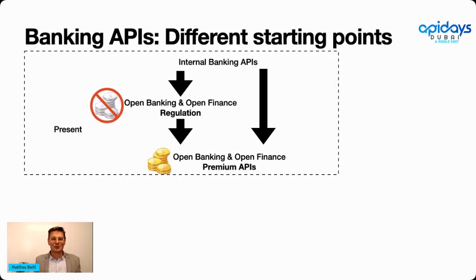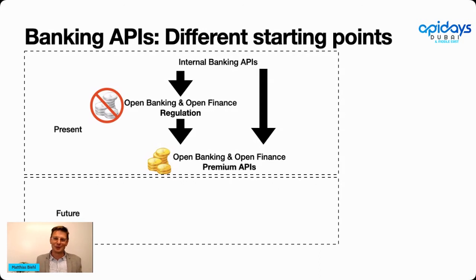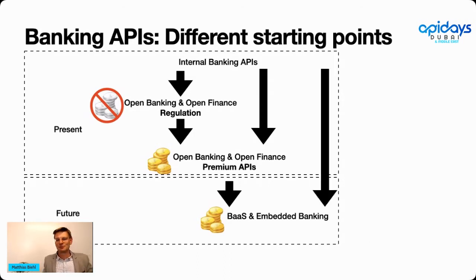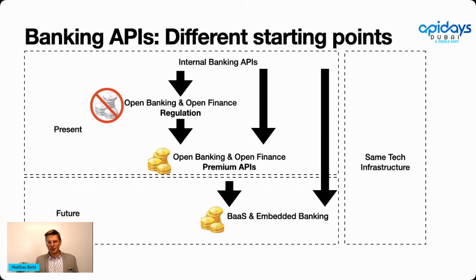Now, what happens next after premium APIs are offered? Well, we can already look out into the future and see a couple of developments. One development is that in addition to those premium APIs, banks start to offer banking as a service and embedded banking. And here as well, there is the possibility to make money with those APIs. Also, some financial institutions jump directly to the banking as a service and embedded banking proposition. But what's very interesting is that no matter where you are and what your starting point is, you basically always have the same technology infrastructure that you're building your solutions with, right? You have some API infrastructure that you need there.